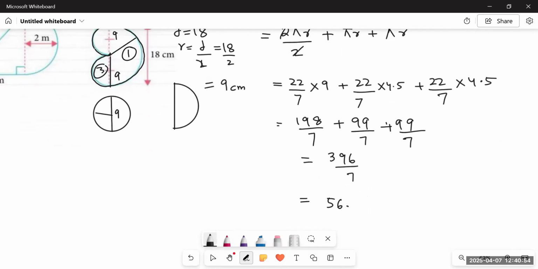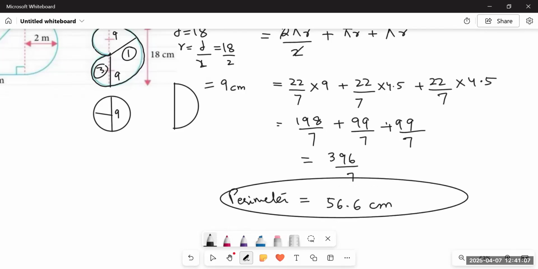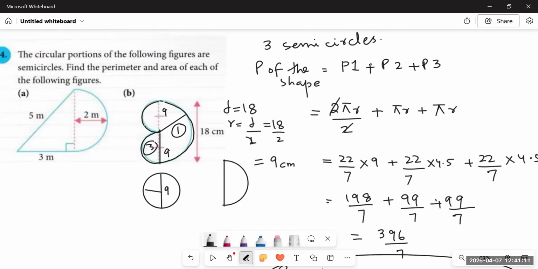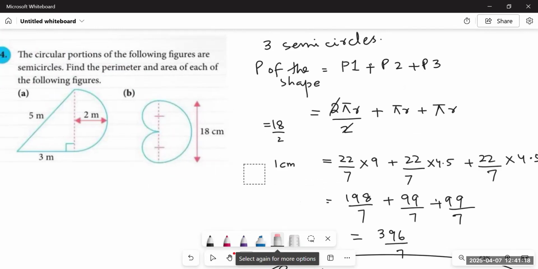After rounding it up, it would be 56.6 centimeters. This would be the perimeter of the whole shape. What we did, we simply have to apply the formula since all of these shapes are circles over here and all of them are semicircles. So all we need to do is find out their radii. Okay, that's all we have to do.